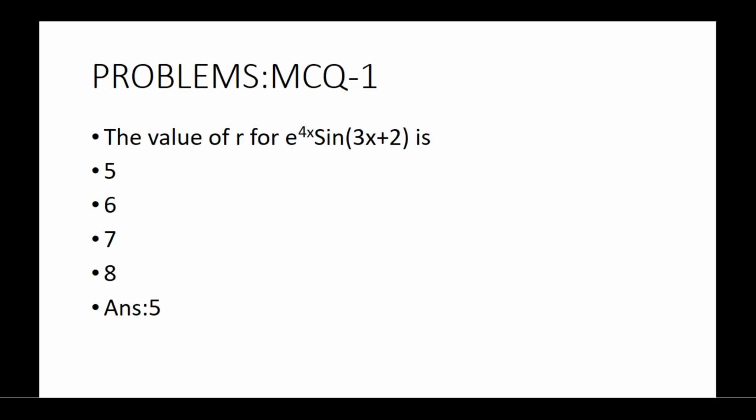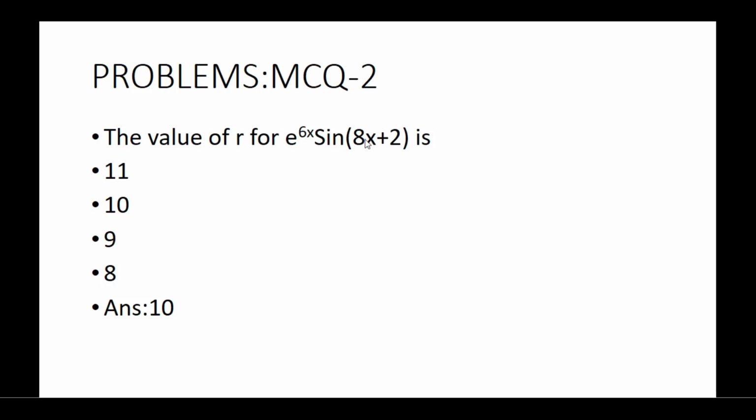Now MCQ problems. E power 4x into sin of 3x plus 2. What is the value of r? So r can be calculated by using the formula root of a square plus b square. Here a is 4, b is 3. 4 square is 16 plus 9, that is root of 25, and hence r is 5. So the answer is 5.